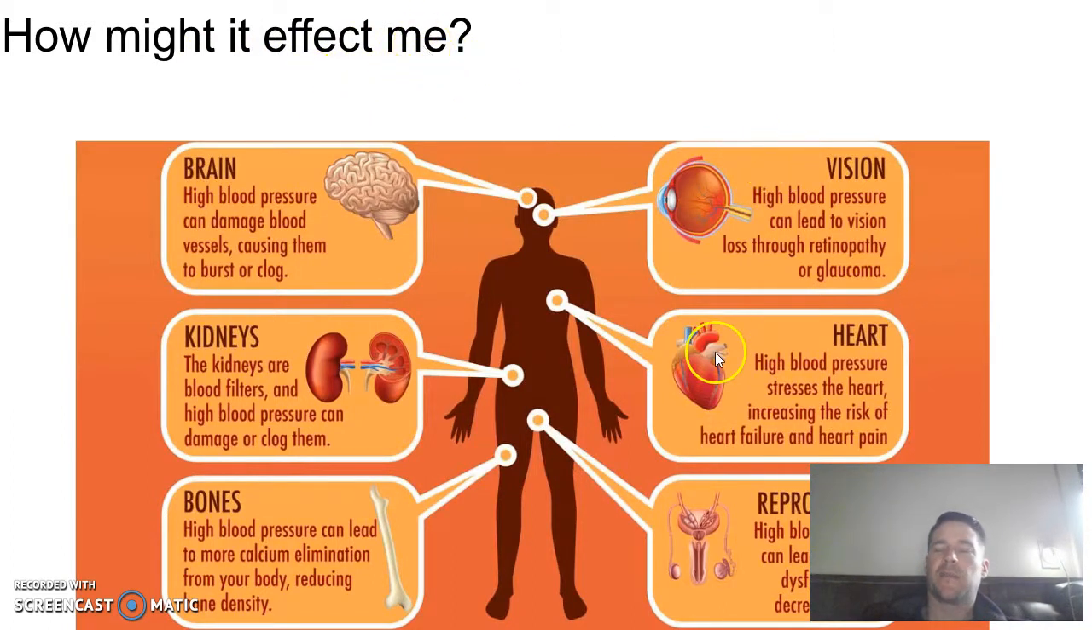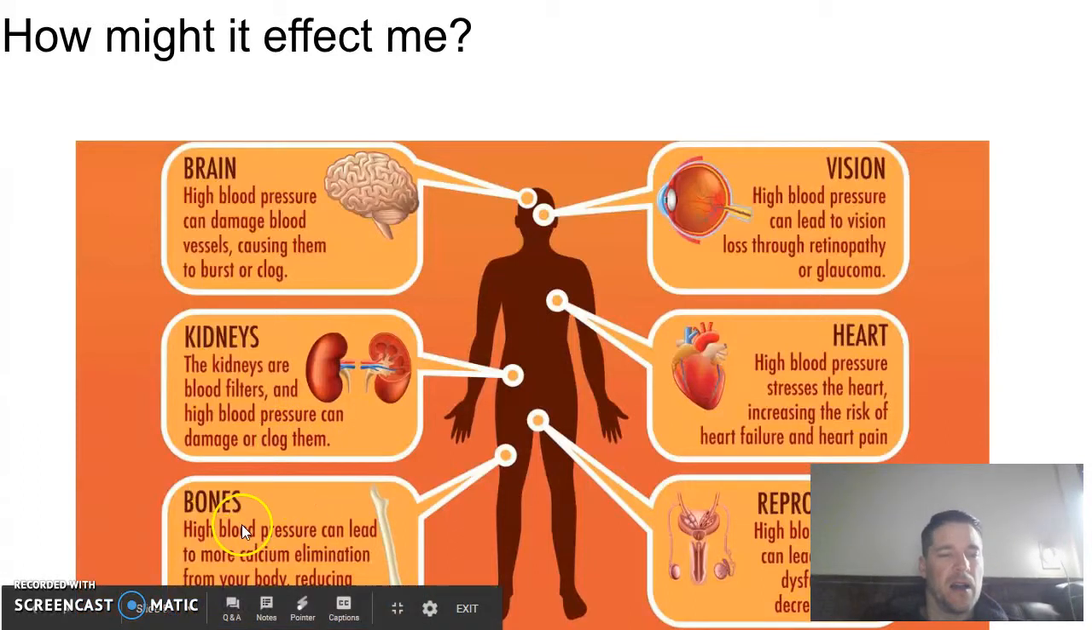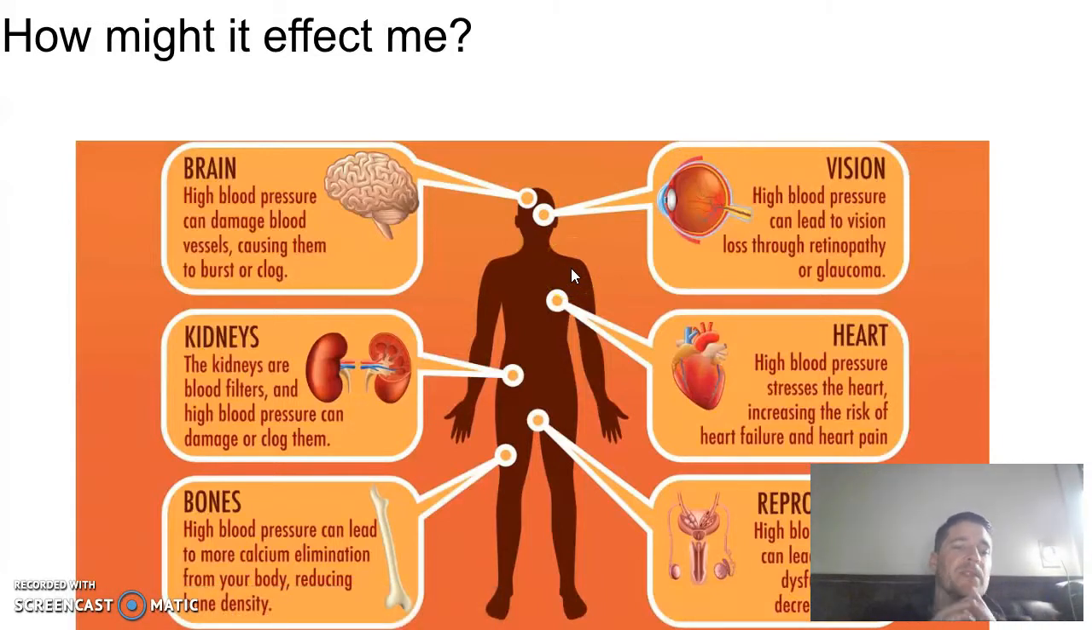I really like this graphic. I grabbed it off good old Google, but let's cruise through it a little bit. Brain: high blood pressure can damage blood vessels, causing them to burst or clog. Not good, obviously. High blood pressure can affect the kidneys. The kidneys are blood filters, and high blood pressure can damage or clog them. Bones: high blood pressure can lead to more calcium elimination from your body, reducing bone density.